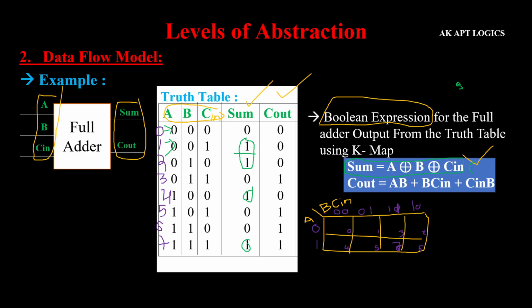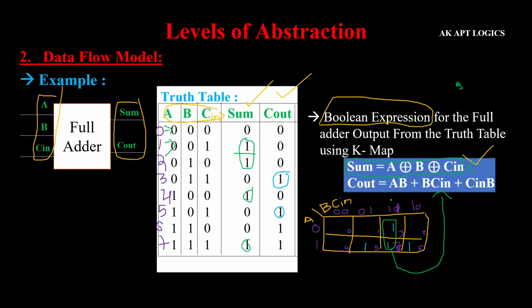For the carry, Cout is in the positions 3, 5, 6 and 7. Okay, 3, 5, 6 and 7. There is a possibility of getting pairs. This is one pair. This is another pair. From this pair we are going to get BCin, right?